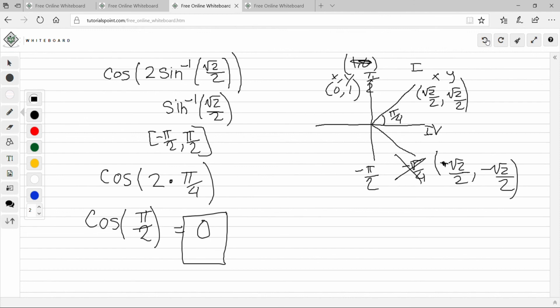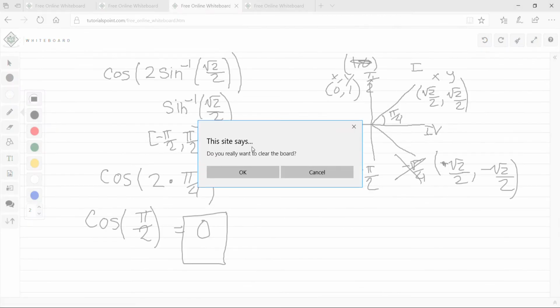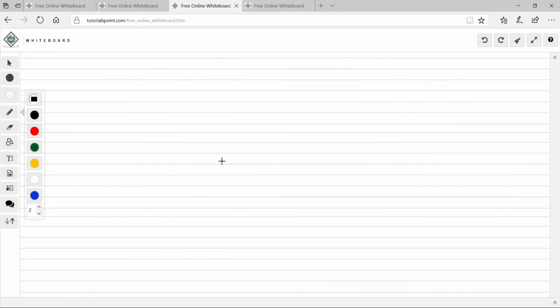Okay, next problem. We're going to do sine inverse of 2 sine of pi over 6. So, like the other problem, we must do the parentheses first. So first, let's find the sine of pi over 6.